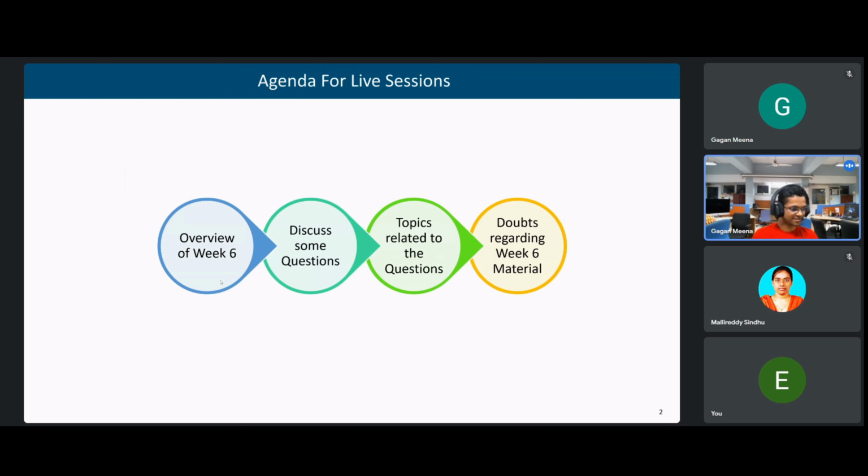So let us begin today's session. This will be the agenda for today's session. We'll first of all go through a very brief overview of the week 6 material, the topics covered in week 6. Then we will discuss some questions, and while discussing questions, we'll also go through some important concepts. Then finally, we can have a doubt session. If you have any doubt, you can ask. Even in between, you can ask your doubts regarding what has been covered till now in the course.